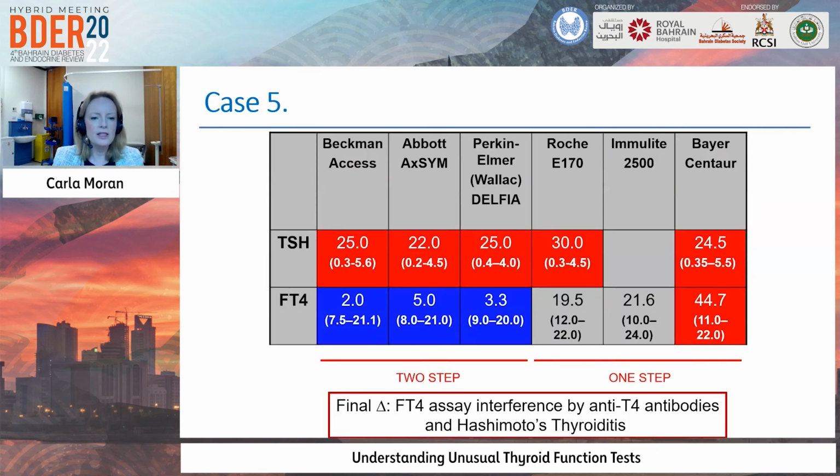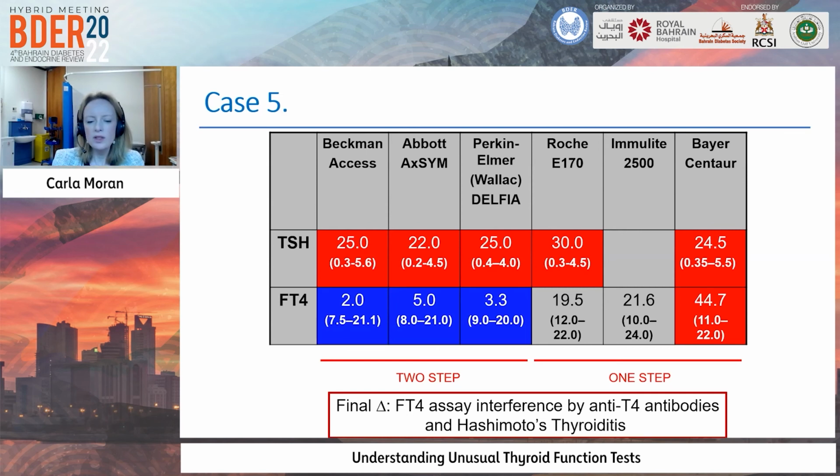So we measured his TSH and T4 in a number of different assays. And you can see that in the initial assay, which is listed at the end, last column, his T4 is raised at 44. And what you'll notice is that his TSH is raised throughout all of the different platforms. So his TSH is genuinely raised. His T4 is very variable though. So for some of the other assays at the other upper end of normal, but in the 3 two-step assays, his T4 is low.